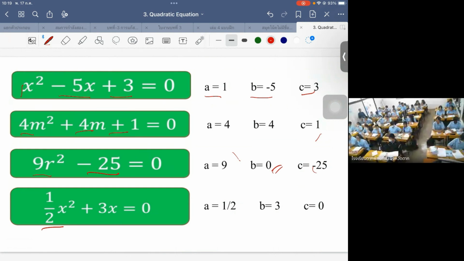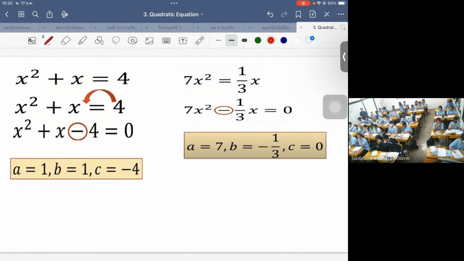half. And then our linear term is positive 3. But we don't have a constant term. Understood? Now, how about this one?